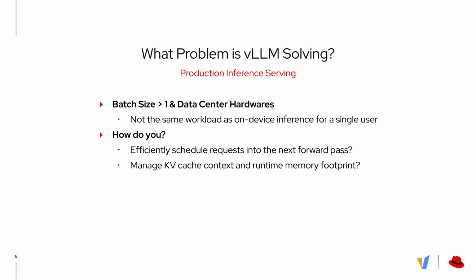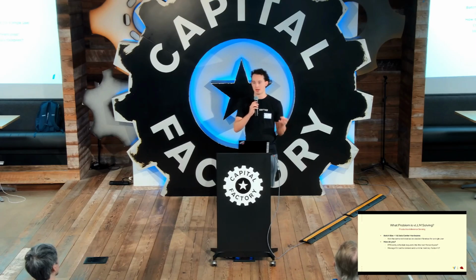So the problem that vLLM is solving is production inference serving, right? So here we're talking about batch size much greater than 1 on data center hardware. We have a lot of users, a lot of requests coming in concurrently at the same time, and we have beefy data center hardware to deal with it. How do we do that as efficiently as possible?